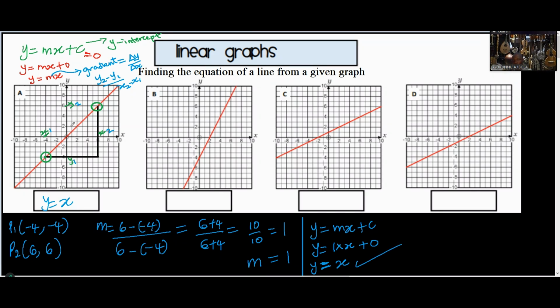Is that clear? Let's trace it on the table. When x is 1, what is y? Y is also 1. Okay? Let's trace another value on the table. When x is 8, trace it to the graph. When y is 8, what is x?